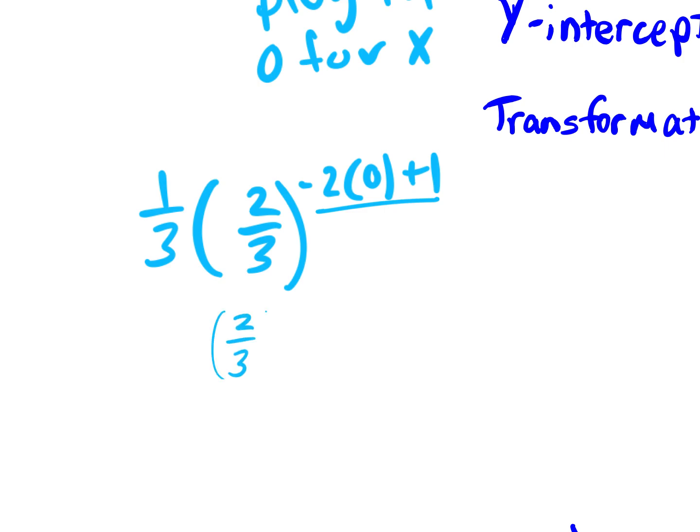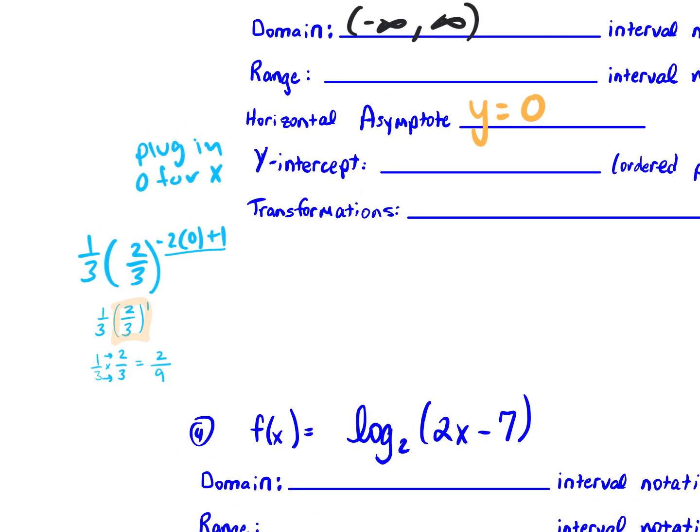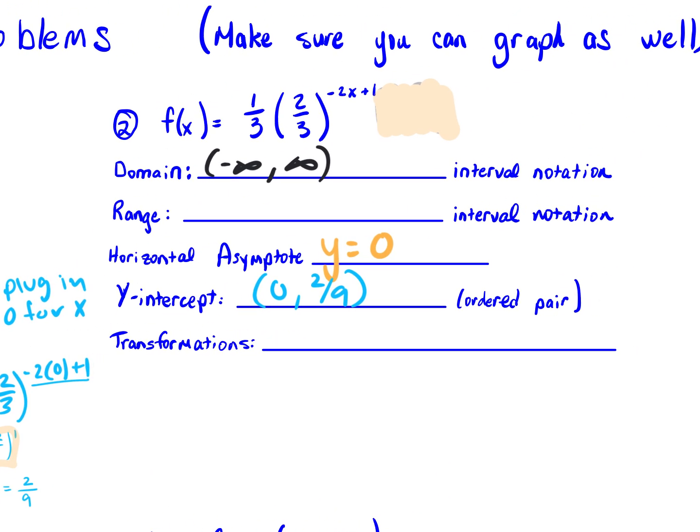So I have 2/3 to the power of 1. Next, I have to do the exponent part. So 2/3 to the power of 1 is still just 2/3. And 2/3 times 1/3. How do I multiply with fractions? Straight across. So 1 times 2 would be 2. 3 times 3 is 9. So how would I write the y-intercept? 0, 2 over 9. Awesome. Now let's talk about our transformations.